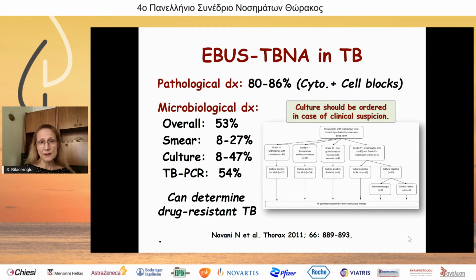TB PCR tests are also important. They can give the diagnostic yield in half of the cases. And also, we can determine drug resistant TB by using EBUS-TBNA, by sending the specimens to the microbiology lab. So, whenever you are suspecting TB, please send the specimens to the microbiology laboratory too.